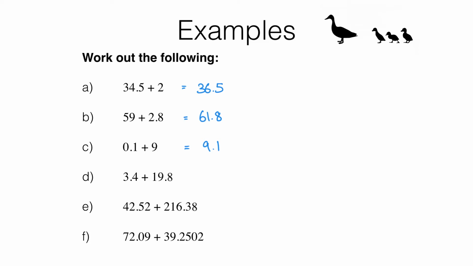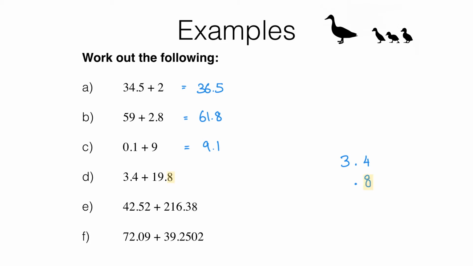A good way to do this is to make sure the decimal points are correctly lined up. So if I have 3.4 like this, I can then pop the decimal point for 19.8 directly underneath this decimal point here. So I've got my decimal points in line, and that makes it really easy for me to put the 19.8 in the correct place.